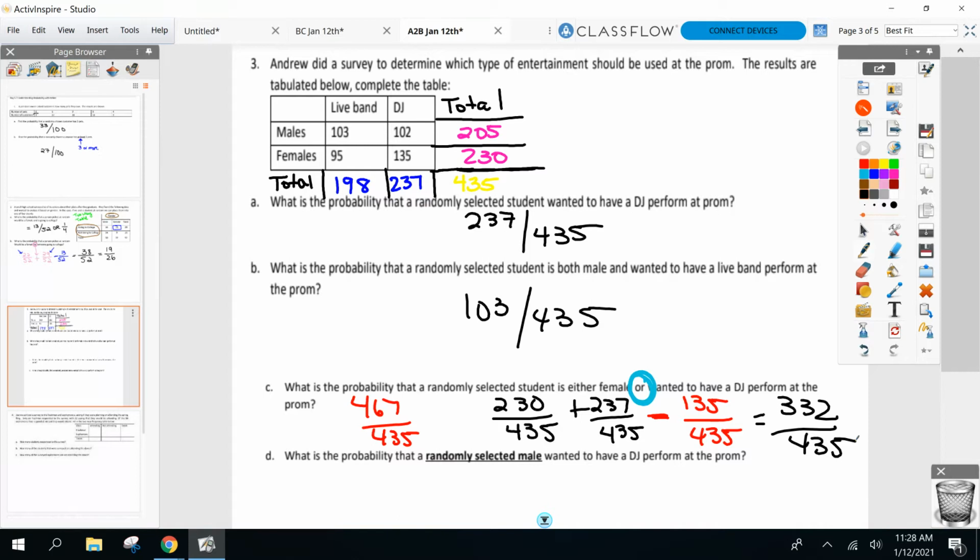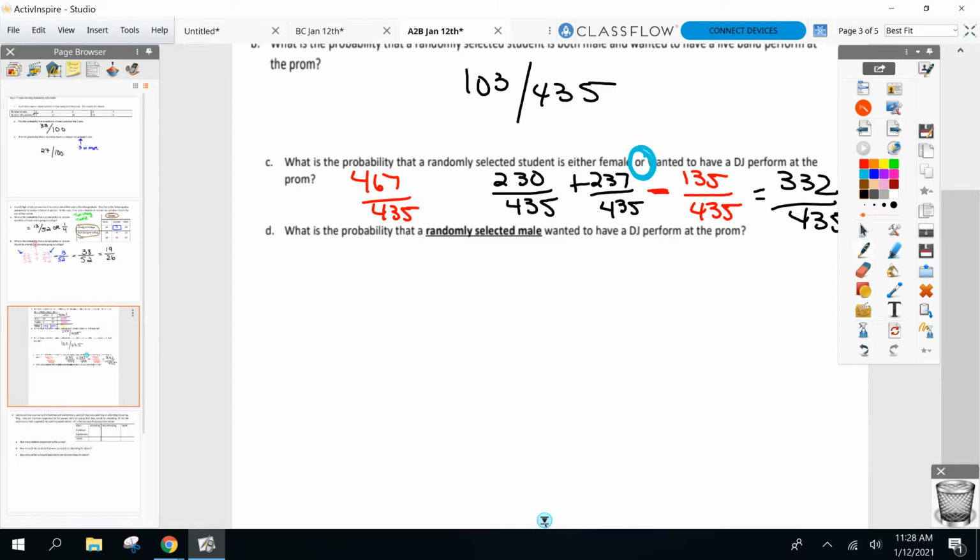So please, guys, watch out for the "or." Make sure you subtract what's in common. All right, now I'm really going to take a different direction here, this last part.